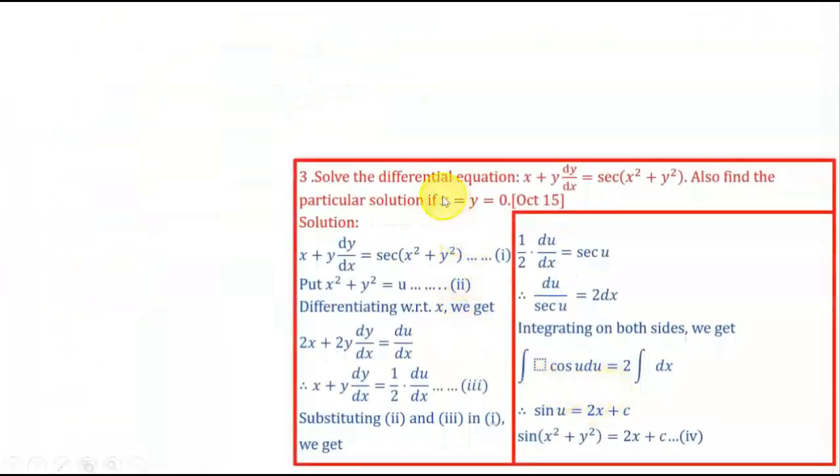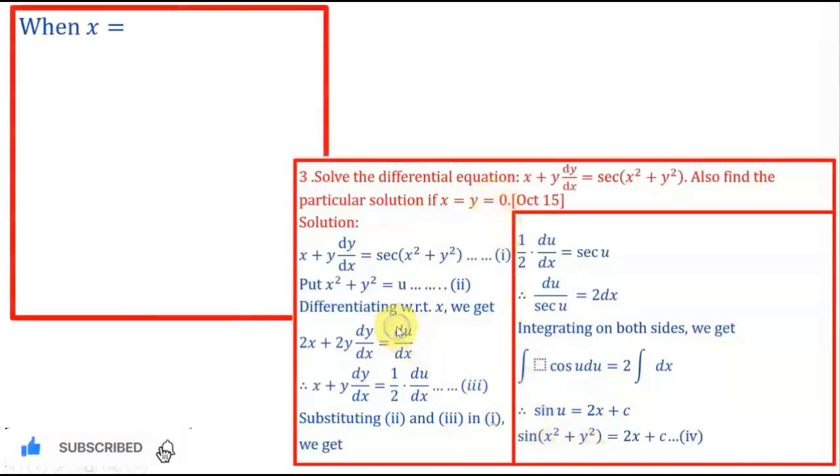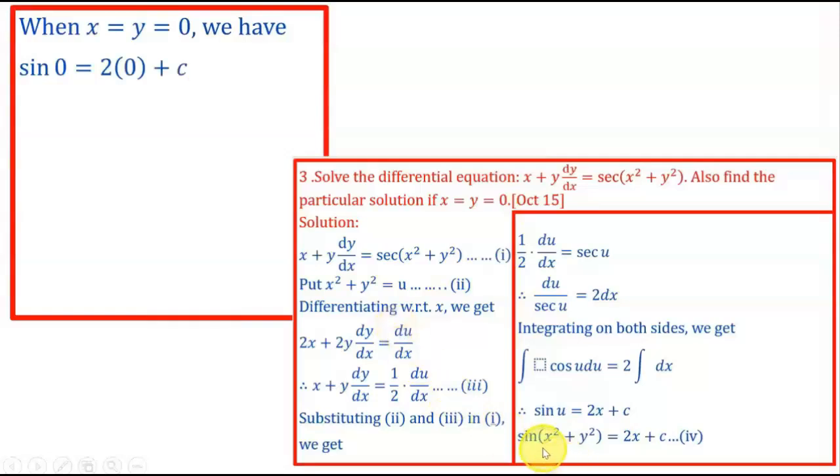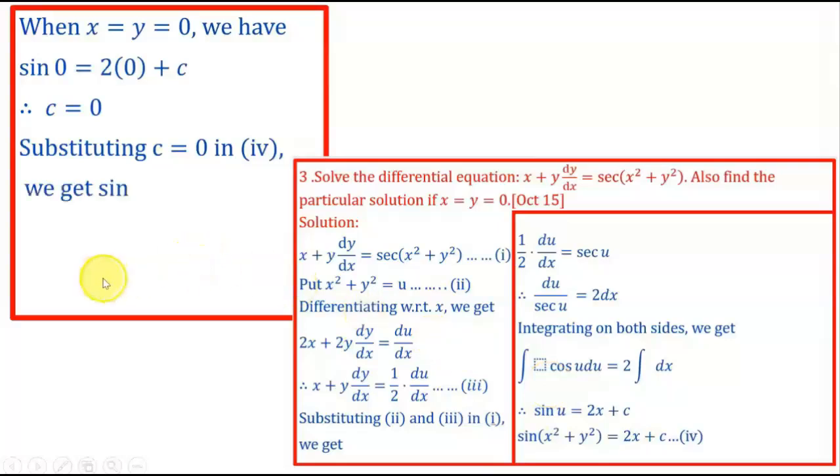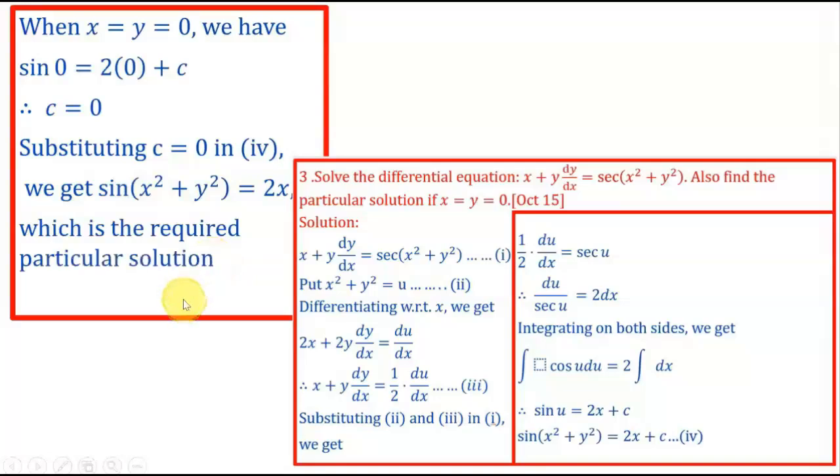Now, we want to find out the particular solution. For that, substitute here x and y both are 0 in this equation. When x is 0, y is equal to 0, you will get here sine of 0 is equal to 0 plus c. Sine 0 is 0. It means that c is equal to 0. Substitute here in this equation, that is equation number 4. Then you will get the required solution, that is sine of (x square plus y square) is equal to 2x. This is the required particular solution.